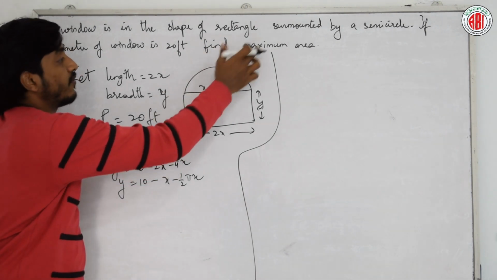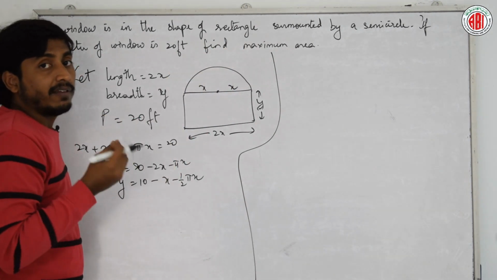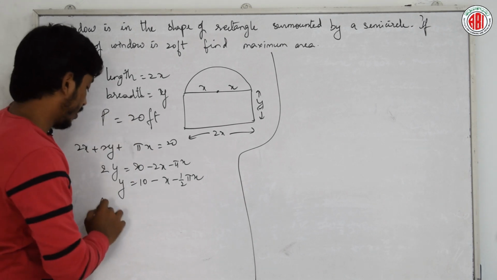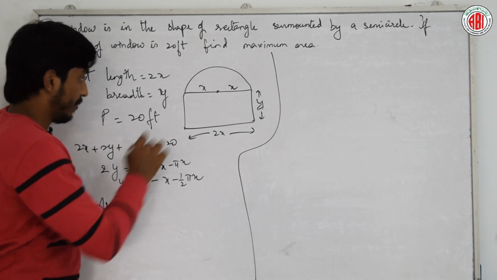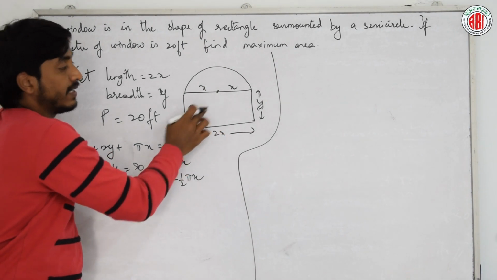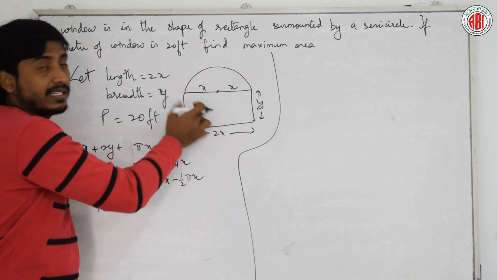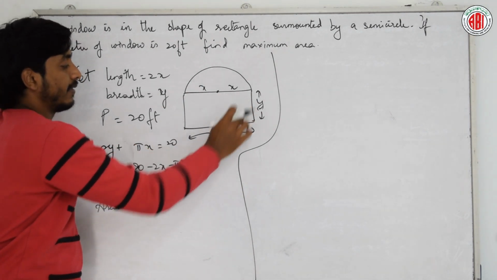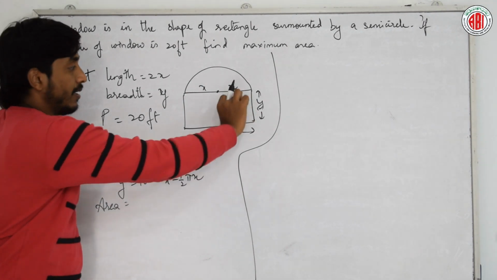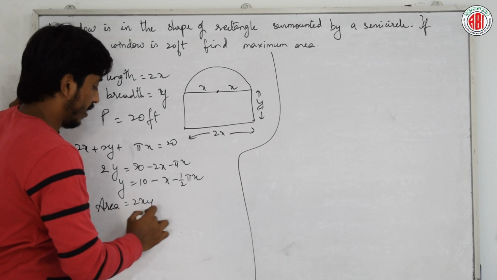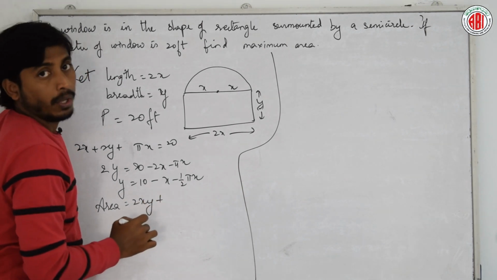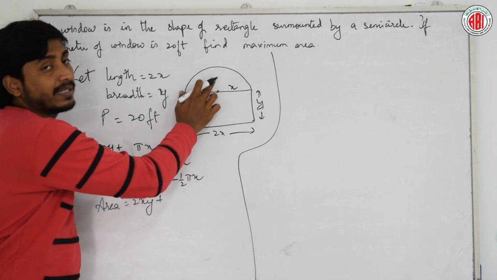Next, he is asking us to find the maximum area. So, area will be my function. Therefore, the area of this whole window is the area of this rectangle plus the area of this semicircle. What is the area of a rectangle? Length into breadth. Length is 2x, breadth is y. Therefore, the area of the rectangle is 2xy. Okay. What about the area of the semicircle?